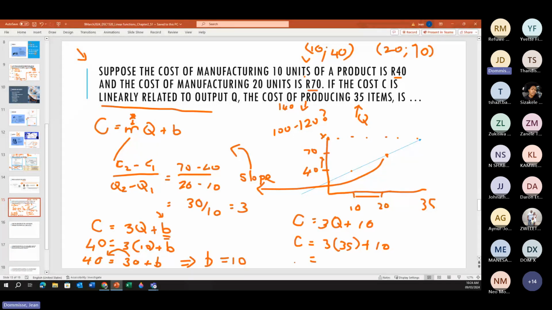So 3 times 35 is equal to 105 plus 10 is 115. Okay, so at 0.35, the cost will be 115. Okay, so it was inside my guesstimate. Here, my guesstimate of 20 was way off, half of it.